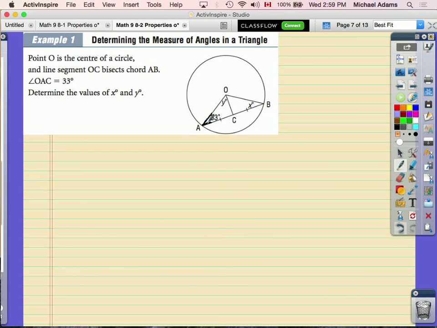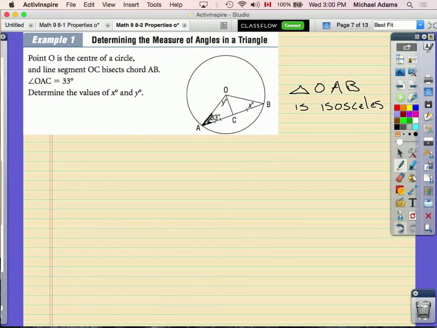So now what we need to understand is that we actually have one isosceles triangle. And so if we understand that, we know that triangle OAB is an isosceles triangle. An isosceles triangle has two equal sides right here, and these would be it right there. And in an isosceles triangle, it would have two equal angles.